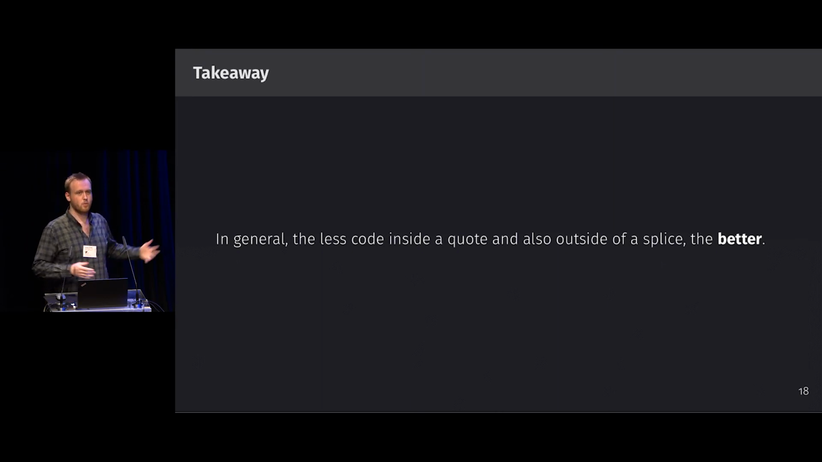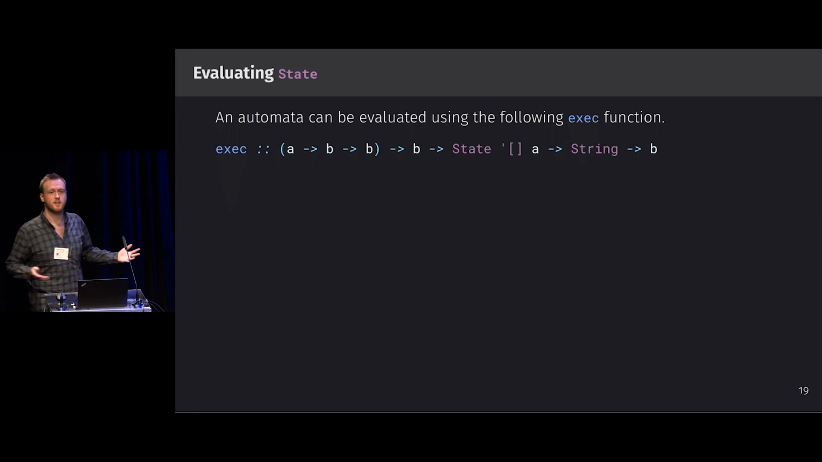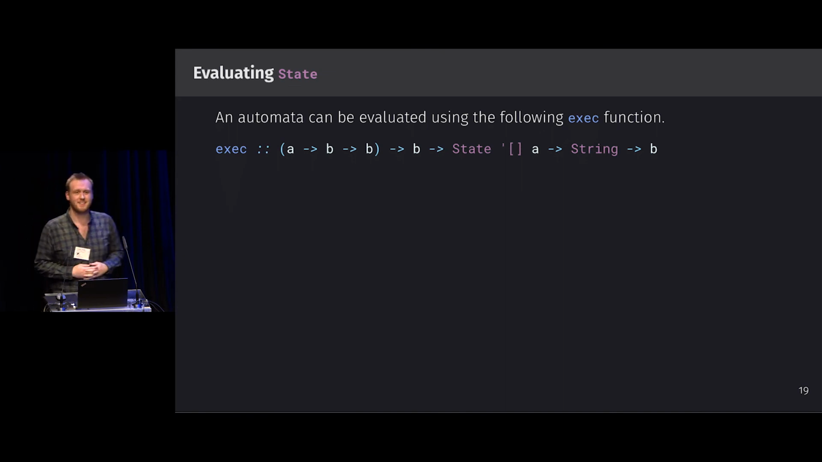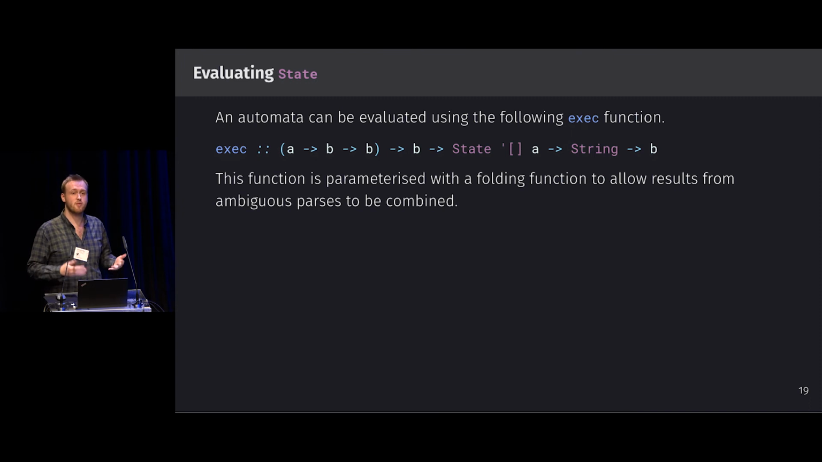So what about these automata then? What do we do with them? Well, let's imagine we have an exec function. Now, this exec function might look a bit funny. It's got some foldy looking things in it. And the reason I've done that is because these can be parameterized by different semantics.